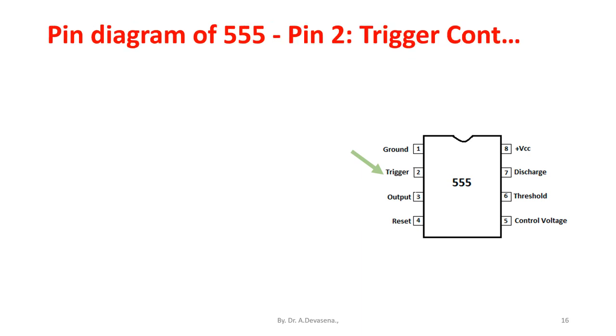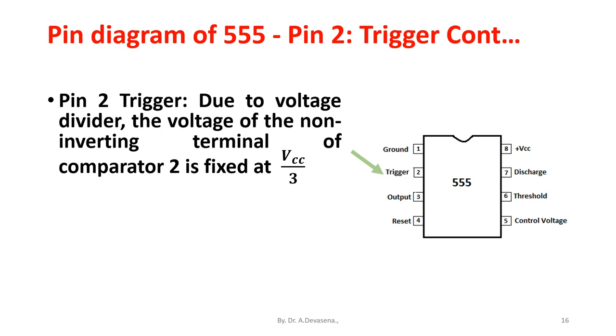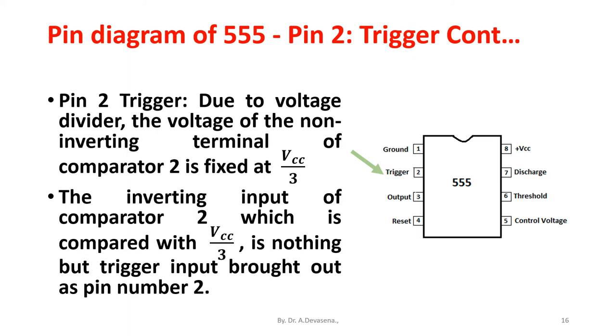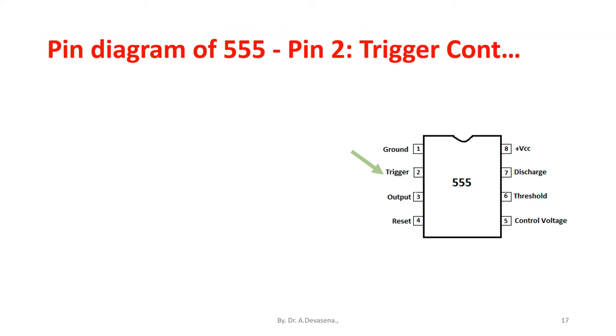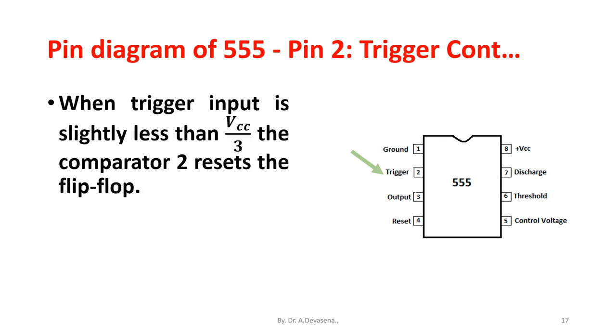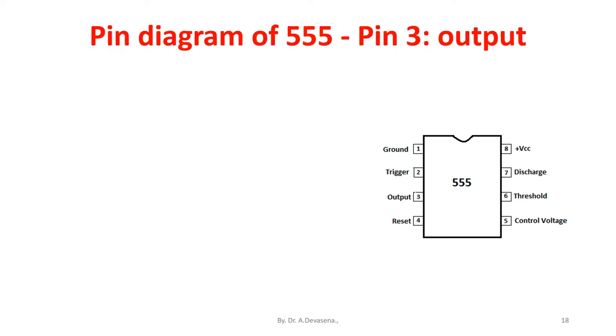Due to the voltage divider, the voltage at the non-inverting terminal of comparator 2 is fixed at VCC by 3. The inverting input of comparator 2, which is compared with VCC by 3, is nothing but the trigger input brought out as pin number 2. When the trigger input is slightly less than VCC by 3, comparator 2 resets the flip-flop. Pin number 3, output.